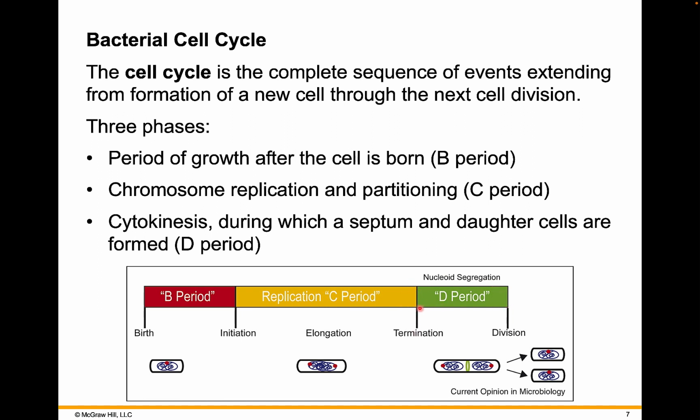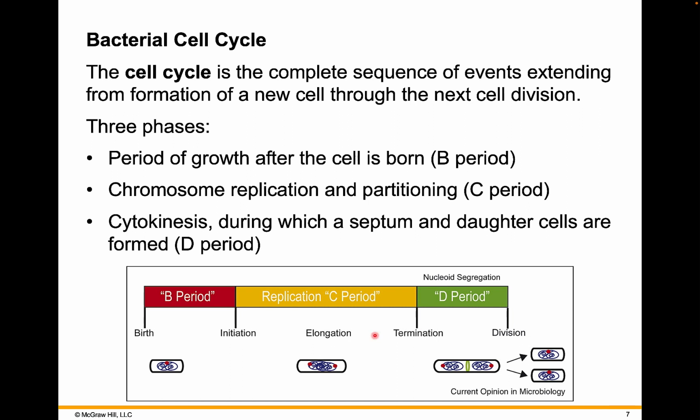In the D period, nucleoid segregation happens. The two nucleoids, or the newly synthesized chromosomes, segregate to the two poles, or towards the two compartments of the elongated cell, and a divisome-like structure, which we are going to see, carries out the cytokinesis, during which the septum and the daughter cells are formed. This is the D period. So you can think of this as the growth period, this as the synthesis period, and this is the cytokinesis.